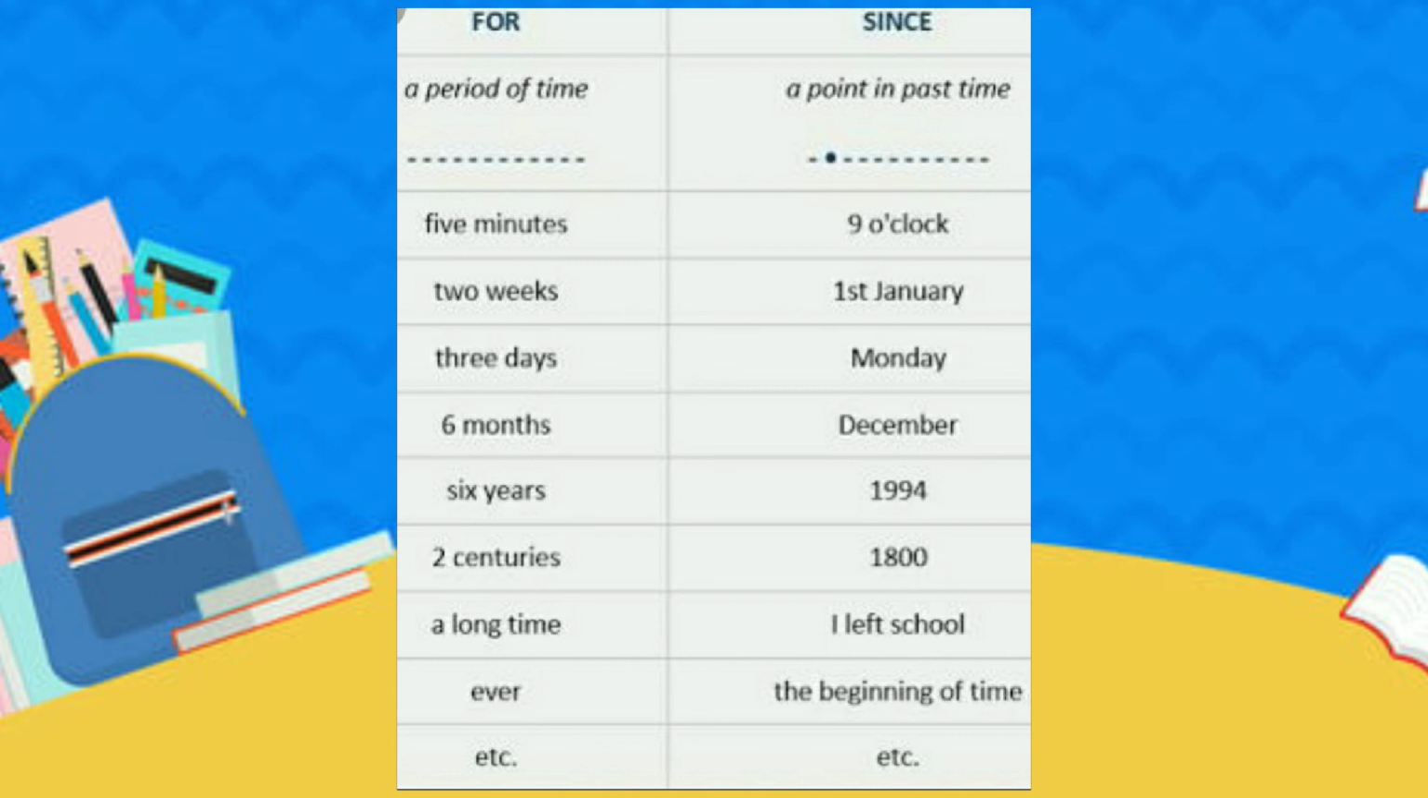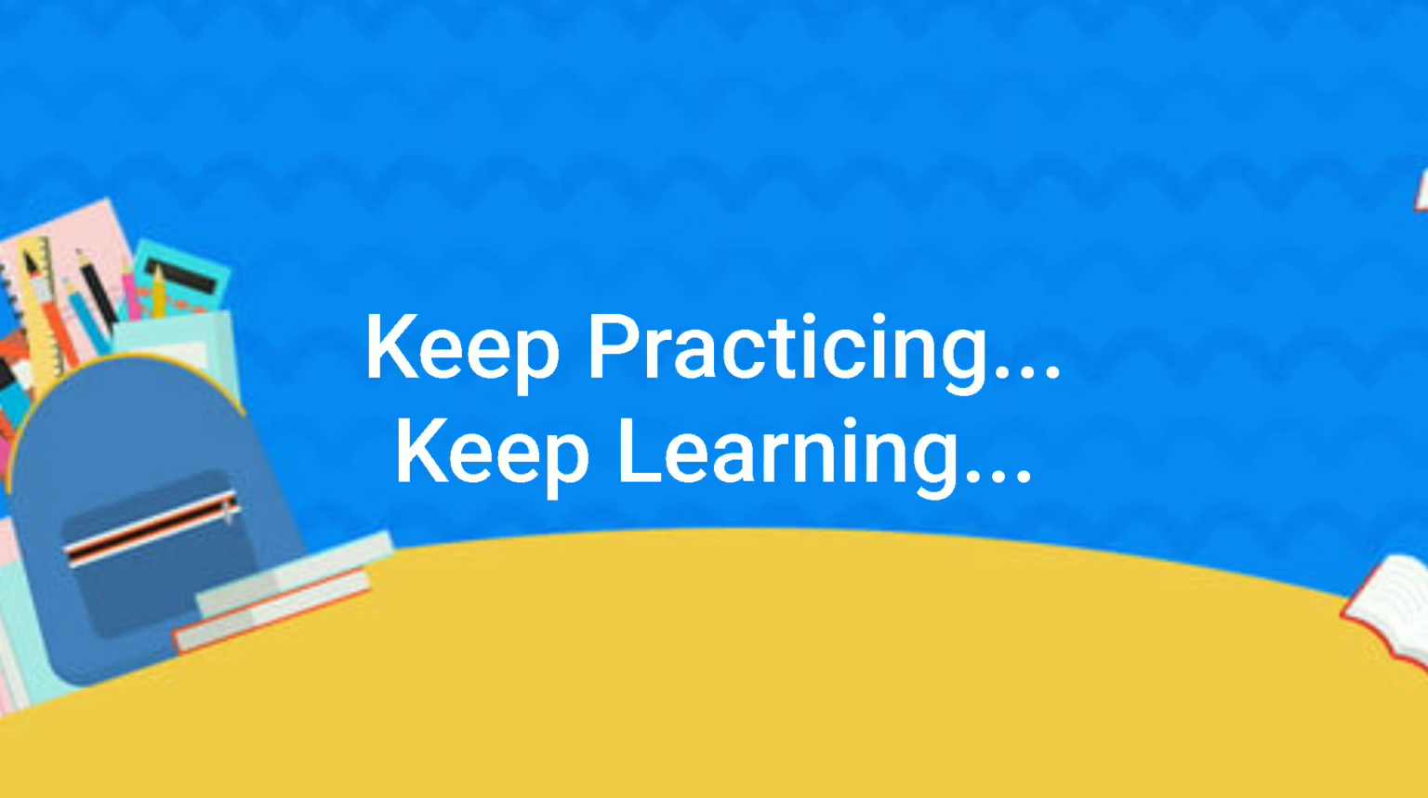So in this way, when you start practicing by yourselves, you will be able to understand how we use for and since. So today we have understood 2 rules. First rule belongs to positive sentences and rule number 2 follows negative sentences. Keep practicing by yourself so that you can understand this rule better.